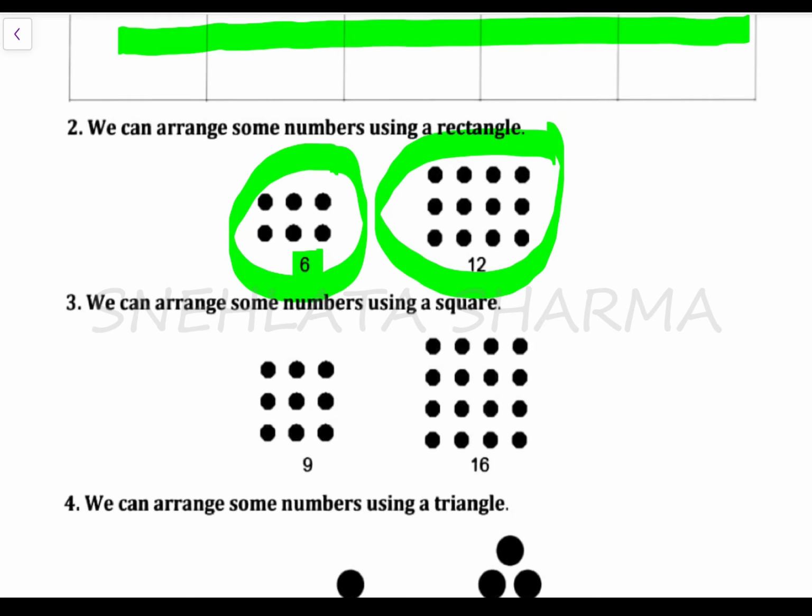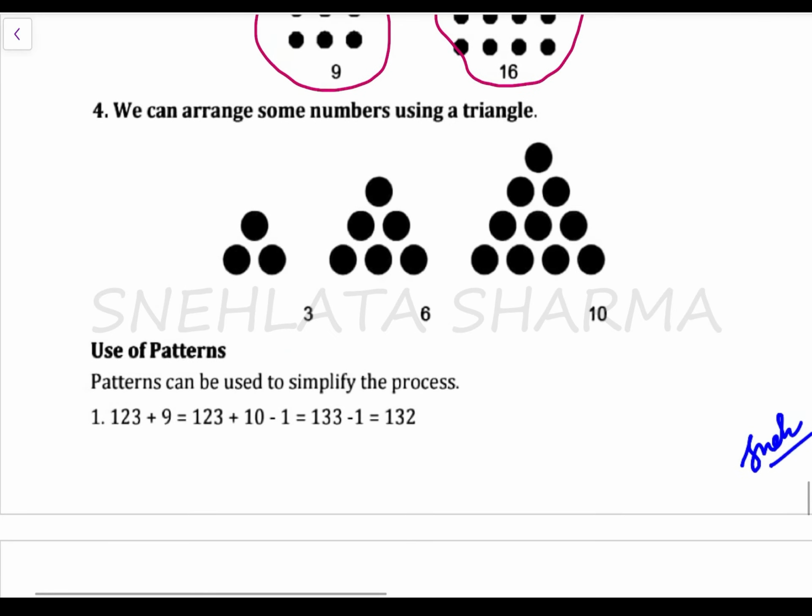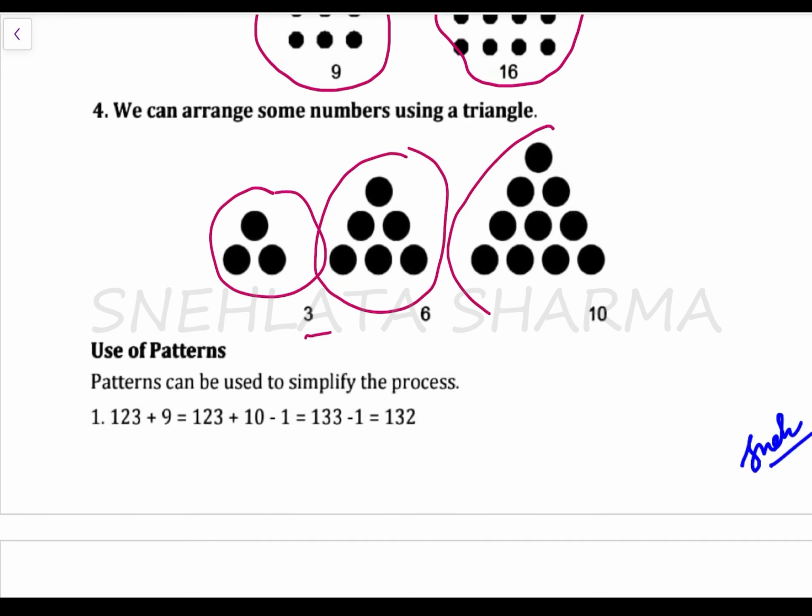Similarly, we can arrange some numbers using squares. For example, 9. Here we have 3 rows and 3 columns. Similarly, the number 16 can also be arranged in the form of a square. We have 4 rows and 4 columns. Now, we can arrange some numbers using triangles. For example, 3 can be arranged like this, 6 can be arranged like this, and 10 can be arranged like this. Now, we will learn how to use these number patterns.